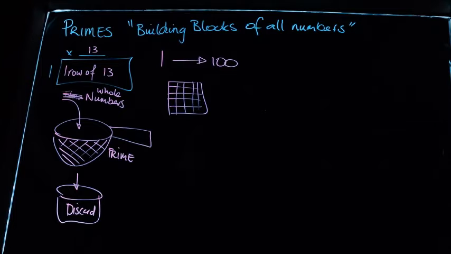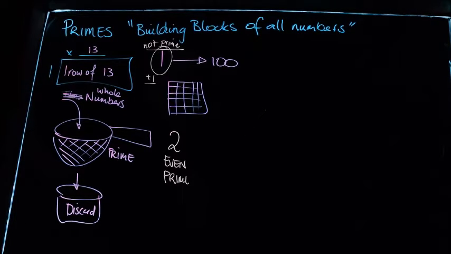Now, it's important to remember a few things. 1 is not prime, and it's not prime for a good reason, because we can build any other number by just adding 1 to it. We can think of what number we want, add 1 to it. So really, the first number that we catch with the sieve is 2. 2 is even, and it's prime.